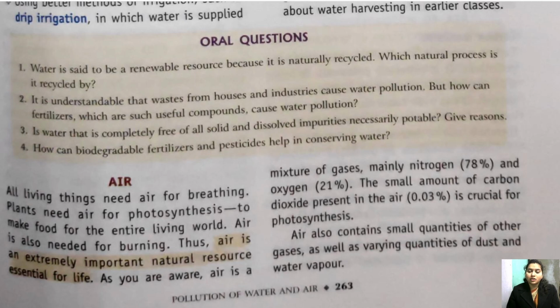What is pollution? We have already defined pollution earlier. Pollution is when in a natural resource there are certain unwanted and undesirable substances present, it is called pollution. And definitely when it is harmful for humans, for animals, for plants, for several living organisms, it is called pollution. And what is air pollution? Air pollution is basically when these unwanted and undesirable substances are present in air and it makes it unfit for survival, then it is called air pollution. Clear?